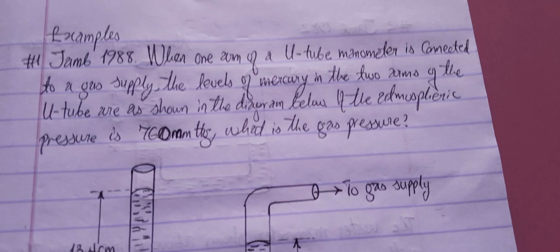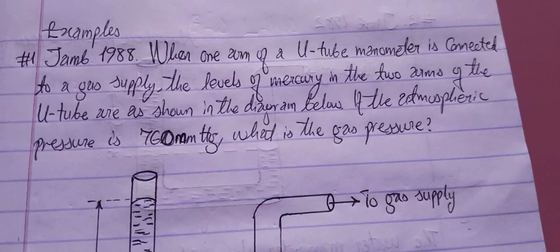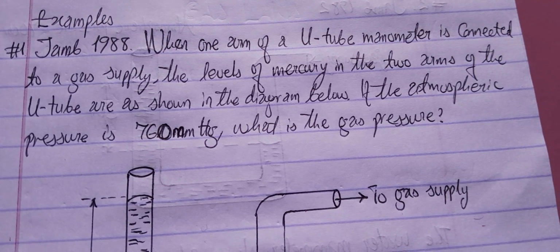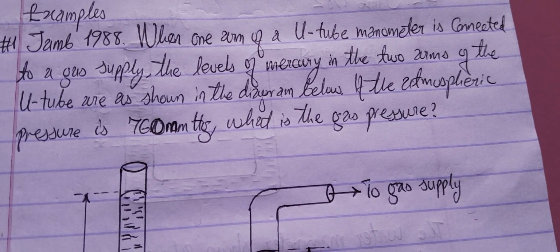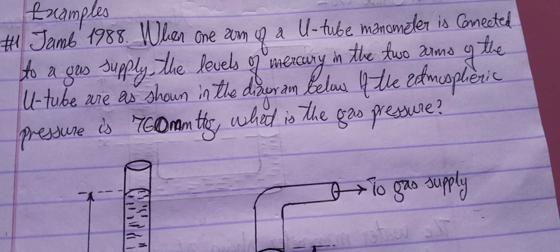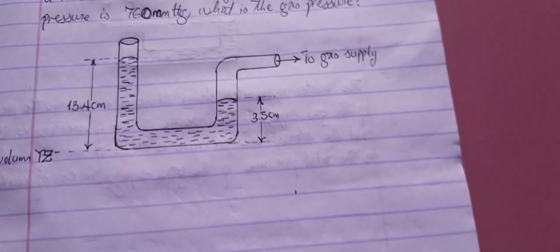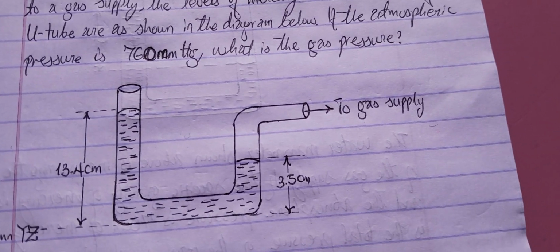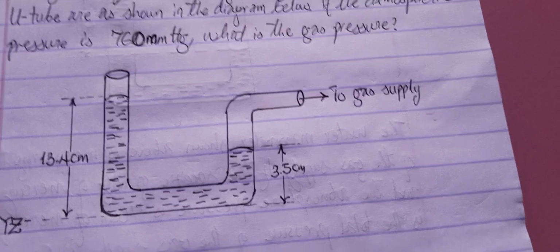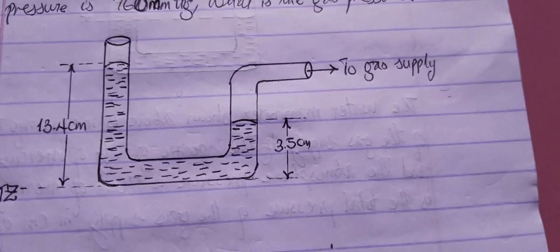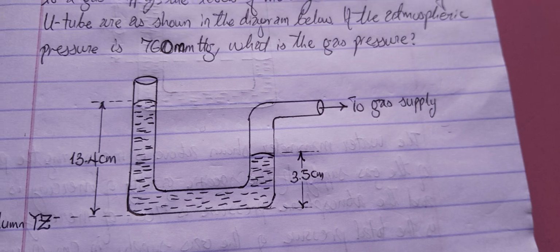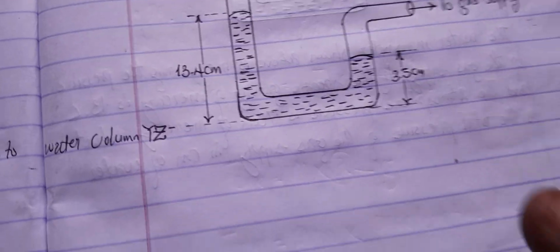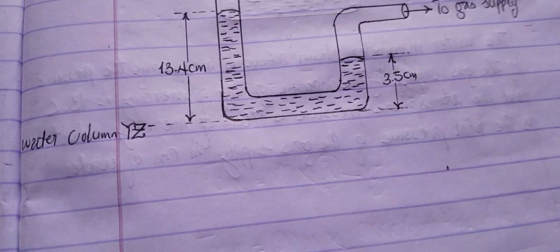Okay, so this is a JAMB question, 1988. When one arm of a U-tube manometer is connected to a gas supply, the levels of mercury in the two arms of the U-tube are shown in the diagram below. This is the diagram. If the atmospheric pressure is 760 millimeter of mercury, that's the symbol for mercury, Hg, what is the gas pressure? Now let's put down some values. Let's break down those English words into mathematical terms.